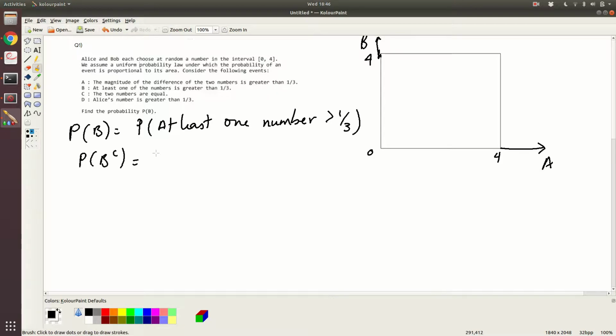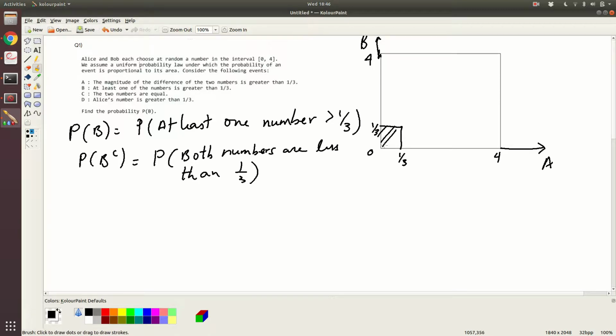Okay, so now what is P of B complement? The P of B complement is the probability that both numbers are less than 1/3. Okay, so that is a region we can easily draw. So how do we draw this? So you just draw a small square. This is 1/3. This is 1/3. So this region over here, this is B complement.